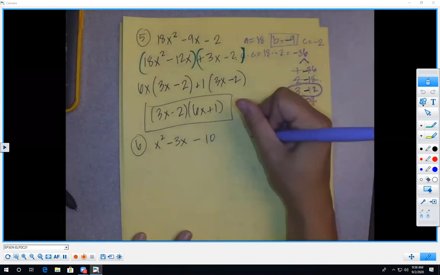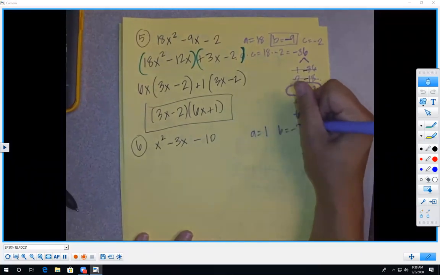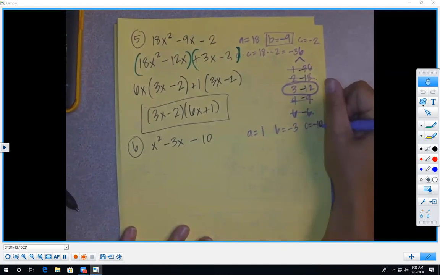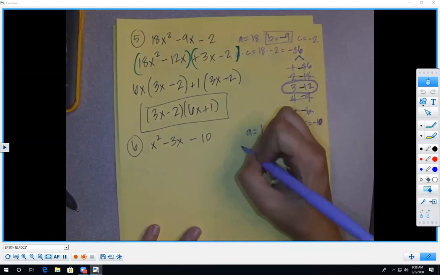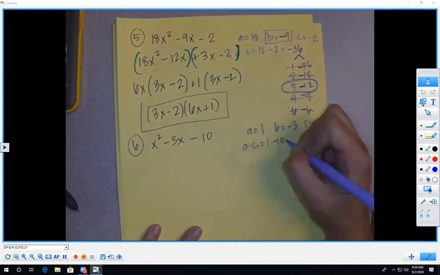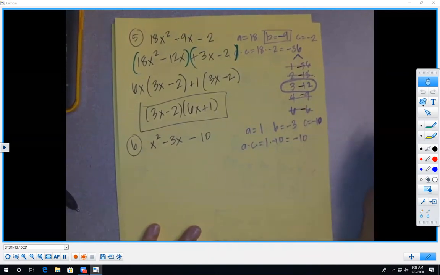Okay, so your A value on this problem is 1, B is negative 3, C is negative 10. You're going to do A times C, which is 1 times negative 10, which is negative 10. You break it down and see if you can figure out with the signs what the two numbers are. I'll give you like a minute to kind of work through it.